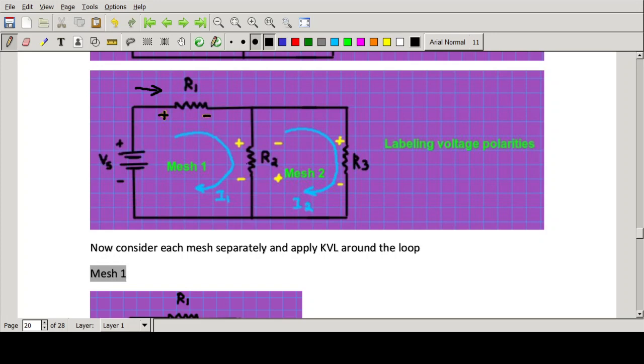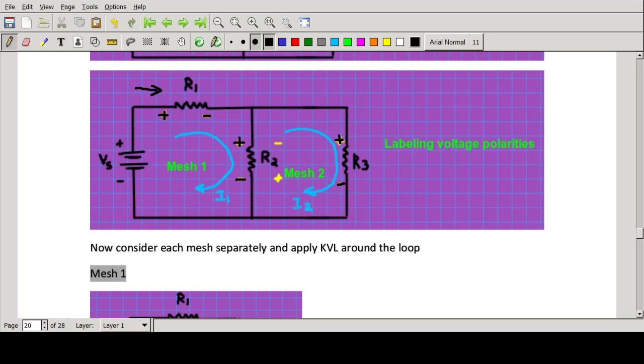And then when you consider the resistance R2, the current is entering at this point, leaving at this point. So accordingly, you can mark the polarities. Okay. Now, what about the current I2? When you consider the resistance R3, the current is entering at this point, current is leaving at this point.